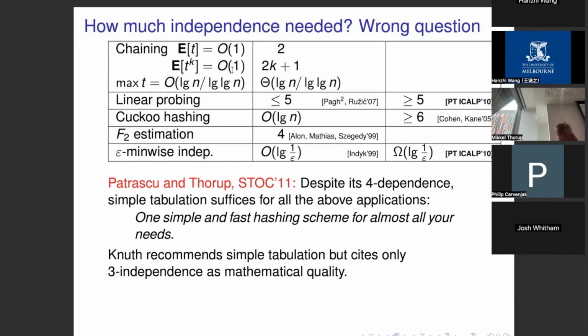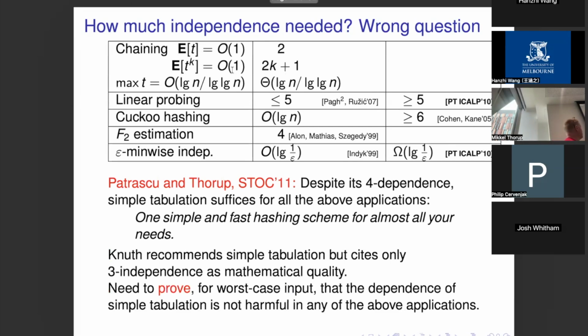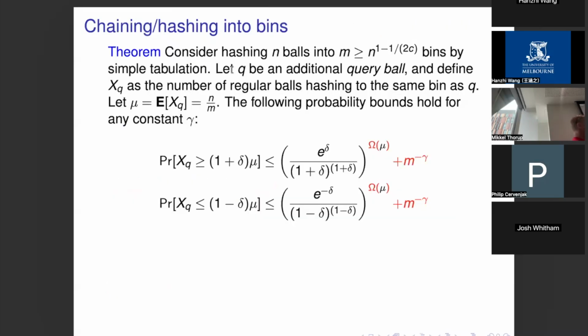So Knuth recommended simple tabulation, but only said it's 3-independent. So we have to prove that for any possible input, these dependencies are not harmful. So lots of dependencies. I can design these things with lots of dependence everywhere. I have to show it's not a problem. And to some of you, this is just a standard formula, but I just want to illustrate. How much time do I have? Okay, 20. Okay, fine. We'll just continue then.